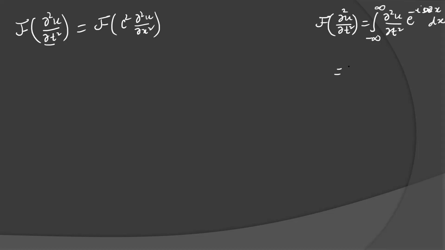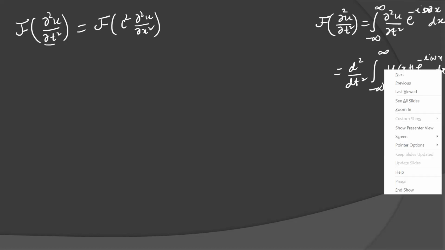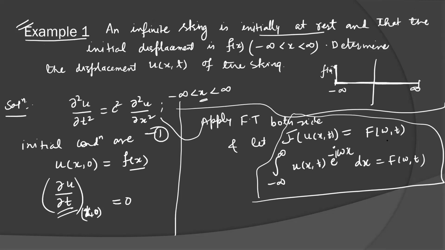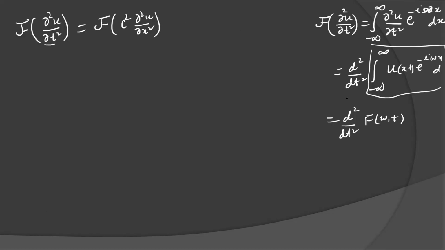Now we can write it as d2 by dt2. If you apply the Leibniz rule, it is integral of u(x,t) e to the power minus i omega x dx, and this is nothing else but the Fourier transformation of u(x,t), which is represented here by the notation F(omega,t). I am using here the Leibniz rule, differentiation over integration. So it will be d by dt, because we are differentiating here with respect to t, of F(omega,t).